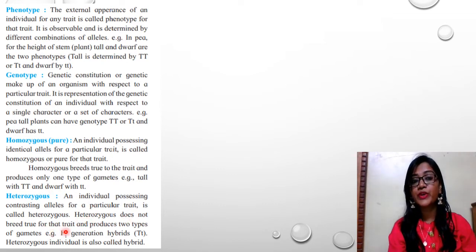Heterozygous does not breed true for that trait and produces two types of gametes. For example, in first filial generation hybrids, capital T small t, a heterozygous individual is also called a hybrid.